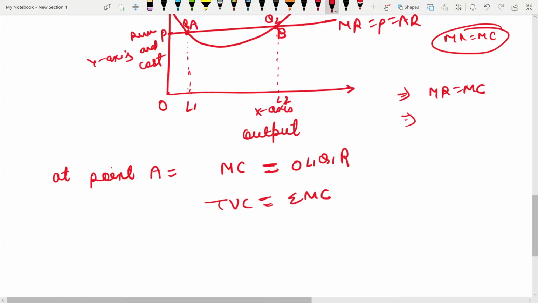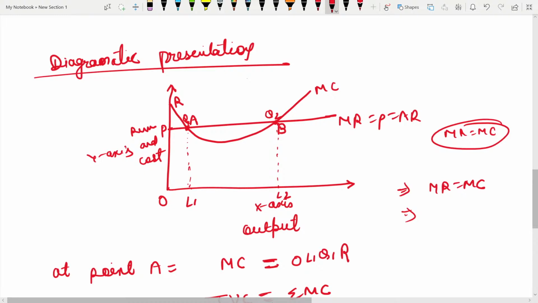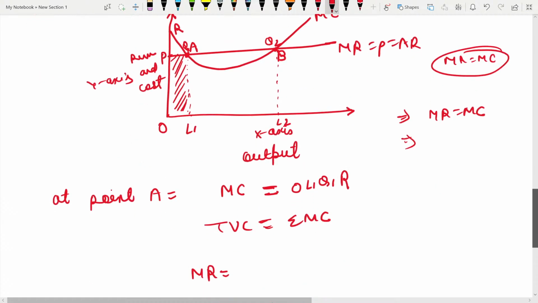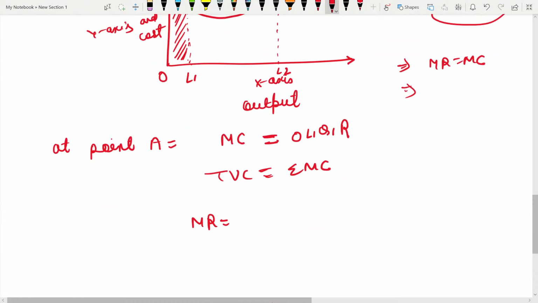Now, talking about TR or MR. At this point, MR is O L1 Q1 A. This is MR, and the area under MR becomes TR. So O L1 Q1 B.